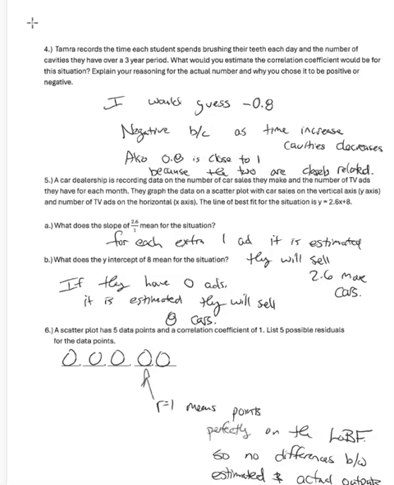And then our last one, a scatter plot has 5 data points and a correlation coefficient of 1. List the 5 possible residuals for the data points. Well, if it is a correlation coefficient of 1, that means the data points are perfectly on the line of best fit, which means the distance from the points to the line of best fit is going to be nothing. It means that the actual is going to be exactly what the estimated is, which means that all of them better be zeros. There is no difference between the actual and the estimated. That's how we got 0, 0, 0, 0, and 0.